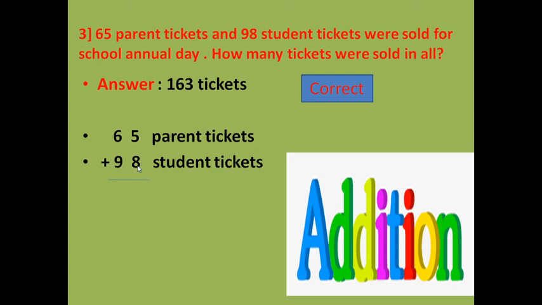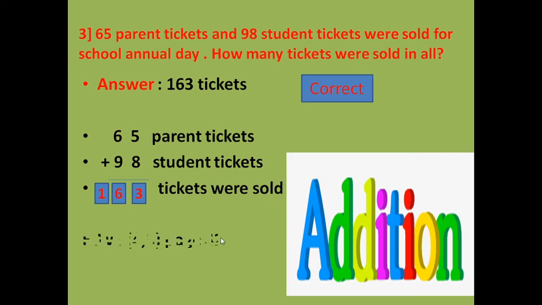Now I will solve. 5 plus 8 is 13. 3, carry 1. 1 plus 6 is 7. 7 plus 9 is 16. So how many tickets were sold in all? When we add, we find the total of tickets. So 164 tickets were sold. Okay, now this is homework: numbers 4 and 5, page 42.